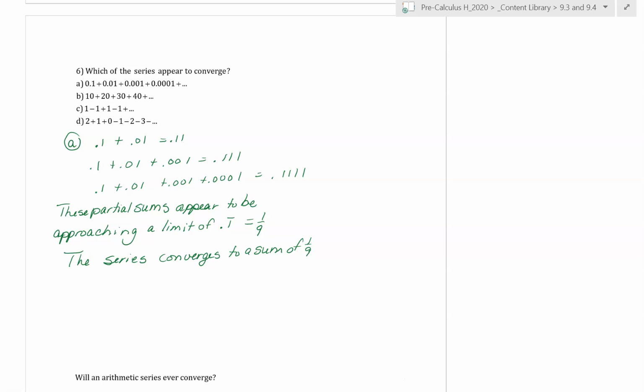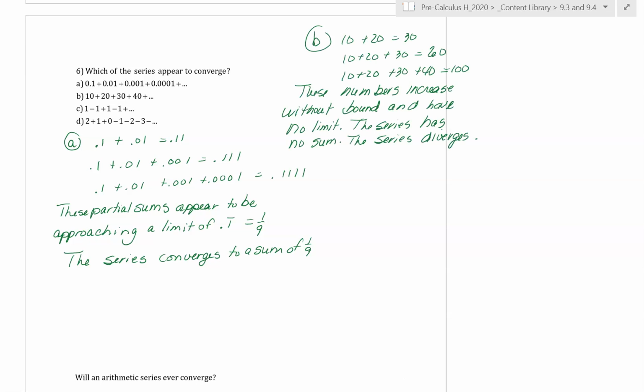Why don't you pause the video and try something similar for B, C, and D. Considering partial sums for part B, we had 30, 60, 100. Notice these numbers increase without bound and have no limit. The series has no sum. The series diverges.